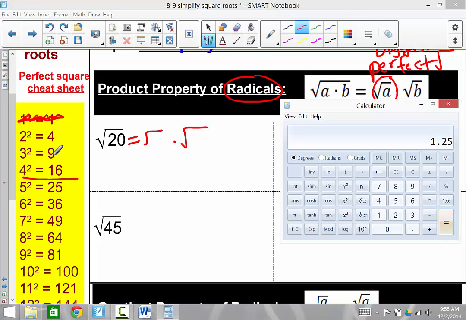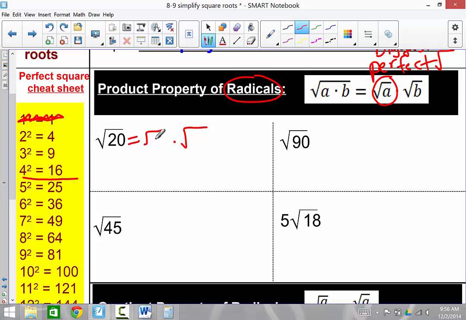So let's try 9. Does 9 go into 20? No, it equals a decimal. So our only option left is 4, and 4 does go into 20, because if I do 20 divided by 4, it equals 5. So my 2 factors, my first one coming from our list, is the square root of 4, and then my other one's going to be the square root of 5, because 4 times 5 is 20.